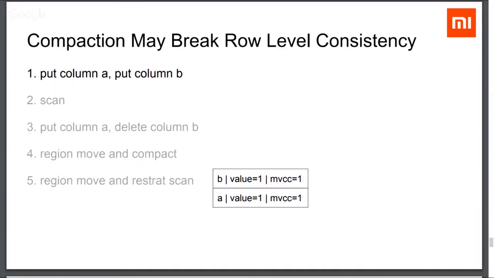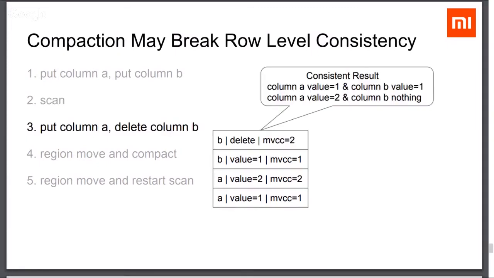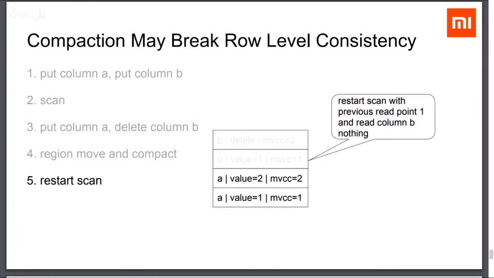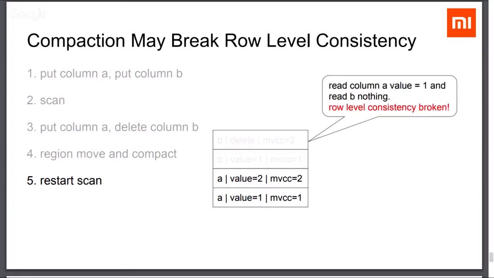But there is still a consistency problem when there is compaction. We use the previous case: put column A and column B, then we start the scan with read point 1. Then we put column A and delete column B. The consistent result is the same as in the previous case. But the difference is the compaction. When the region is moved and the new region server does a major compaction for this region, then column B will be removed. So even if the client restarts the scan with the previous read point, it still can't read column B. So for the user, this still is not a consistent result.